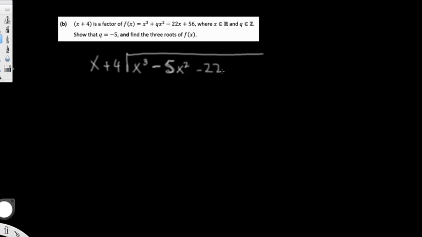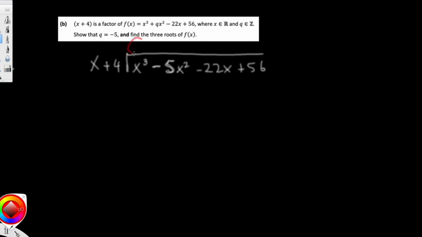Okay, so the next part is to find the three roots of f of x. How do we do that? Well, we're going to take x plus 4 and divide it into x cubed. Now we found q is equal to minus 5, so I'm going to sub that in: minus 5x squared minus 22x plus 56.